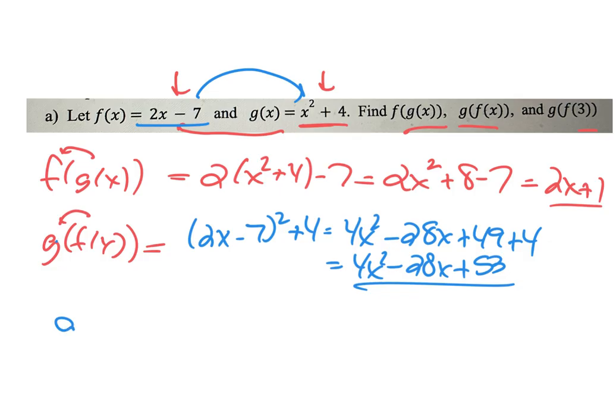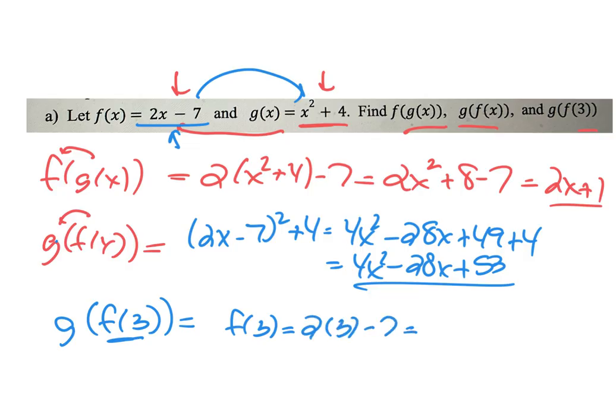Now, the last thing says g of f of 3, and this is easier. When they give you numbers, it's a little bit easier to work with. Start inside with the f of 3. So if I just do f of 3, I'm plugging 3 into function f up there. This gives me 2 times 3 minus 7, which is 6 minus 7, which is negative 1.